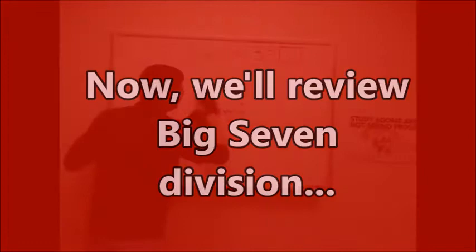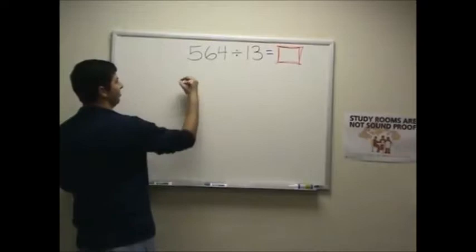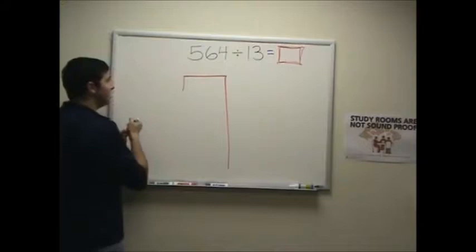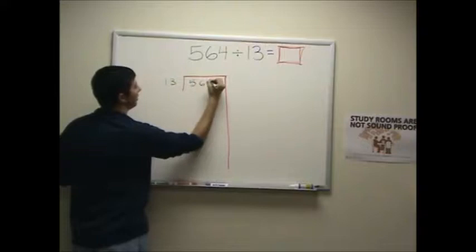Big 7 is a little similar in the way we set it up. The only big difference is, I'll do it in red. So this is the way we usually set it up. I'm just going to add a line. We call it big 7 because it looks like a 7. So we're going to set up the same way. 13 groups goes into 564 how many times?